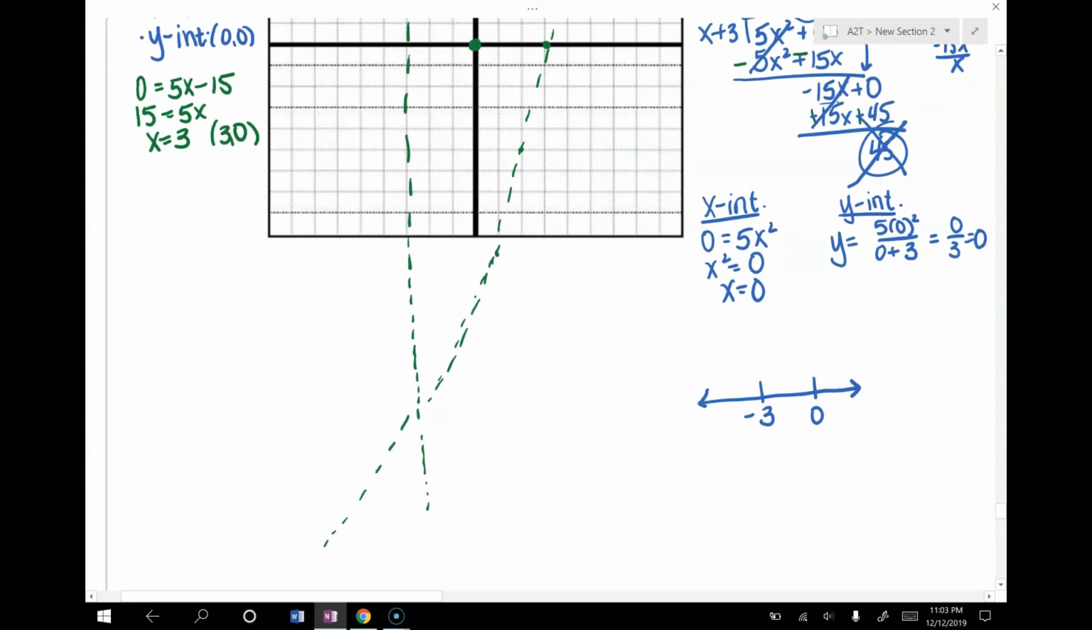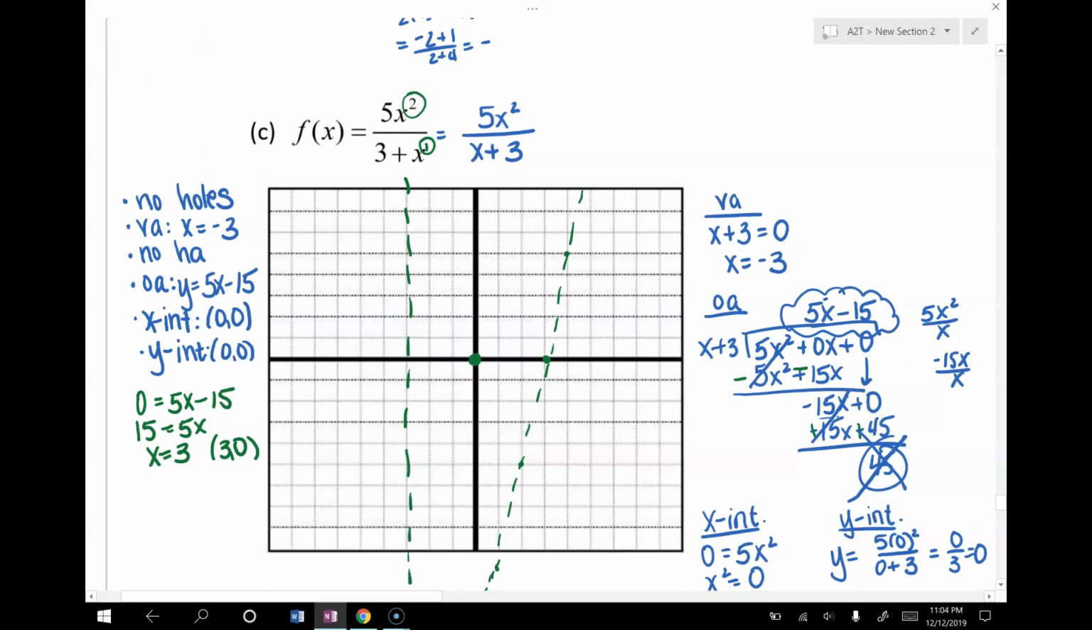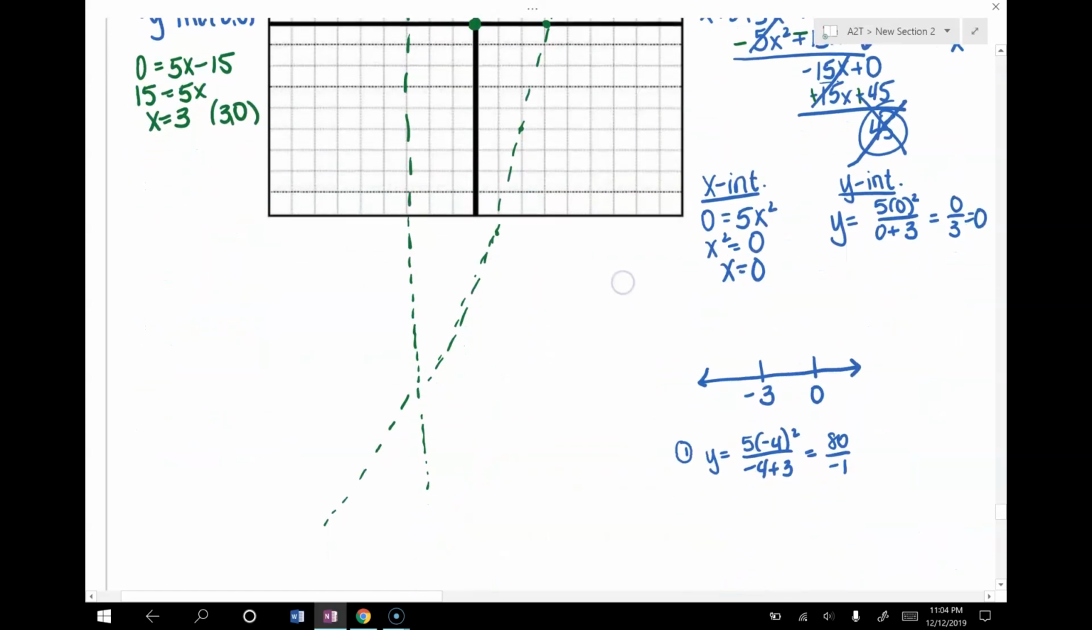All right, here we go. A number that is less than -3 would be -4. We have y is equal to 5 times (-4) squared over -4 plus 3. It doesn't matter what the number is. What matters is the sign. So if we have 80 over -1, right away I know that my y values are going to be below the x-axis.